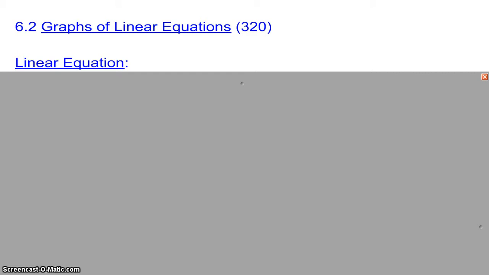Okay, 7th grade, this is chapter 6, section 2, graphs of linear equations. We are going to spend bonus days on this. We're spending 3 days on this. This is super critical that we can graph a linear equation.